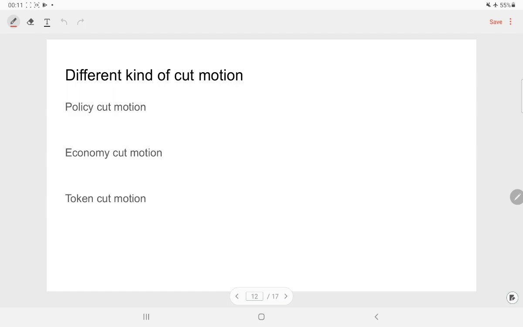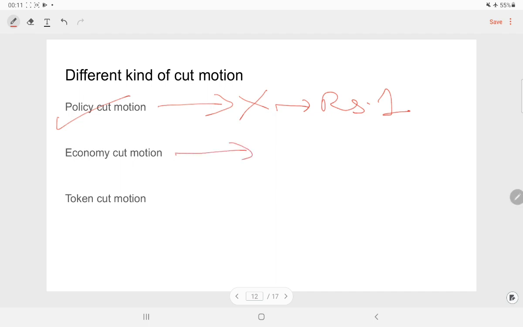The first is the policy cut motion. It represents the disapproval of the policy underlying the demand. In this, the member of parliament will vote that the complete expenditure on some policy should be reduced to rupees 1. That is a serious stroke on the government if a policy cut motion is passed. That means the government has fallen, because if you are enjoying the majority in parliament, then no one will have a problem with the budget you are presenting.